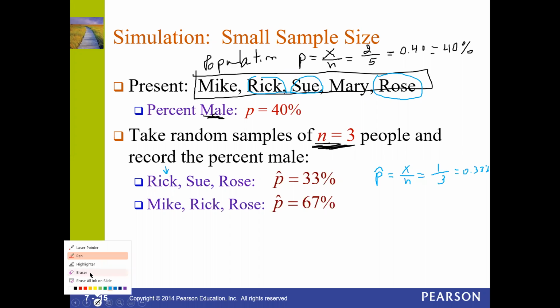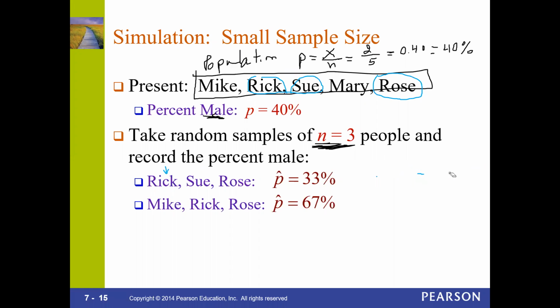I'll give myself the liberty to erase that part here, because I want to show how I got it. So let me just write it down for you here. To get the 0.33 here, we did 1 divided by 3. Here we did 2 divided by 3. Now remember that from the population, we have 40%.